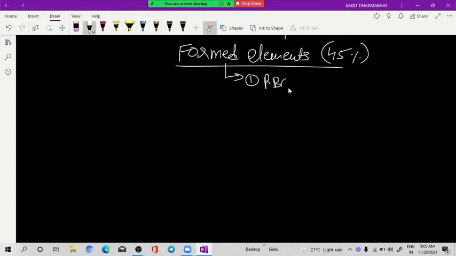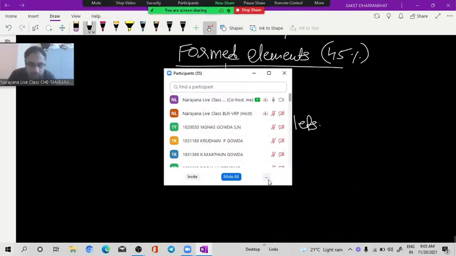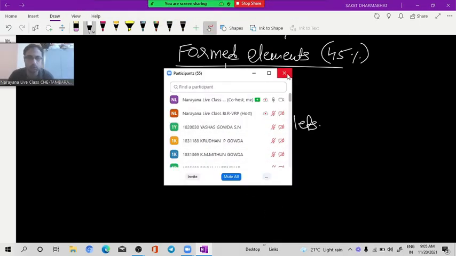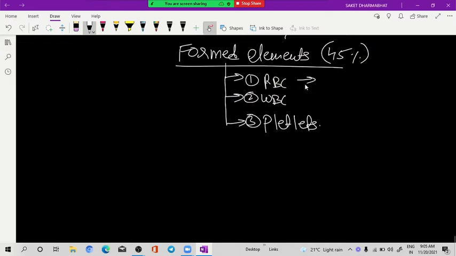First is the RBC, WBC, and third one is what? Platelets. So here there are the three types. Now you can also interact with me. So RBC is called as what? Erythrocyte. Okay. WBC is called as the leukocyte. Platelet is called as thrombocyte.